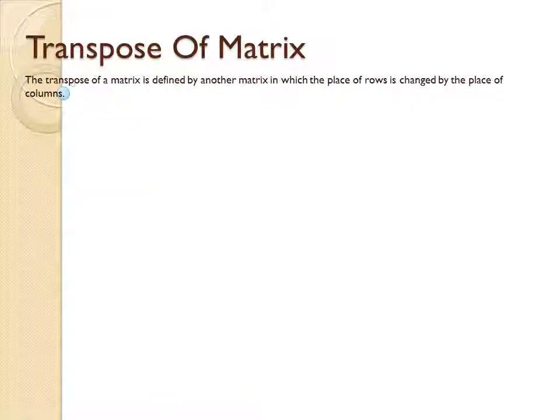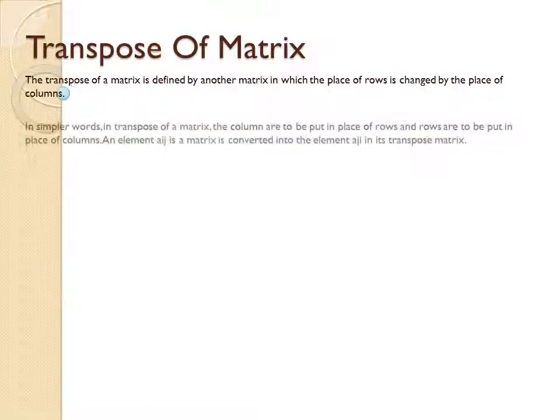What is the transpose of a matrix? The transpose of a matrix is another matrix in which the places of rows are interchanged with the places of columns. Let's say you have a matrix of order m cross n, that is, m rows and n columns. Now it will be just the opposite. Opposite means the columns and rows will be interchanged. So that is the transpose of a matrix.